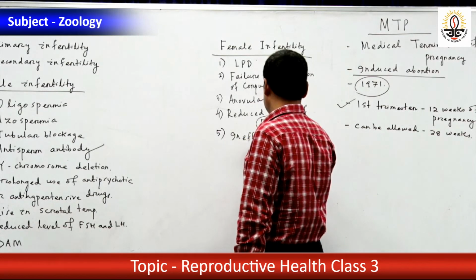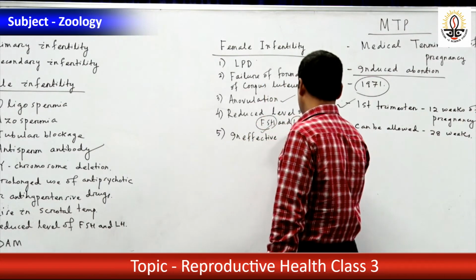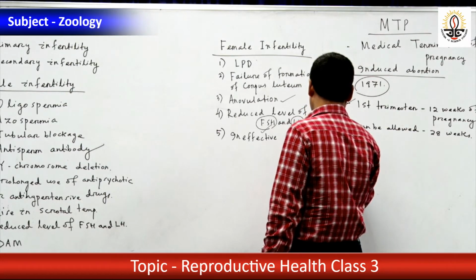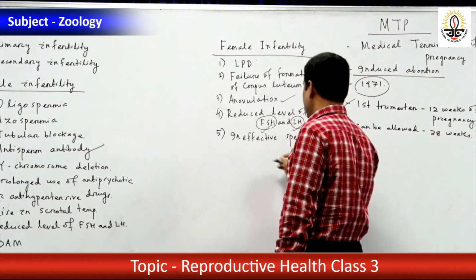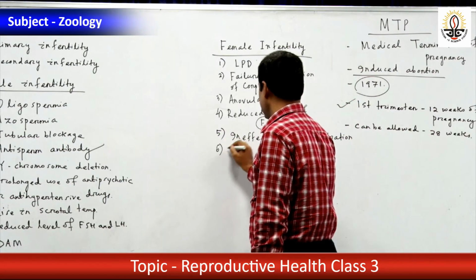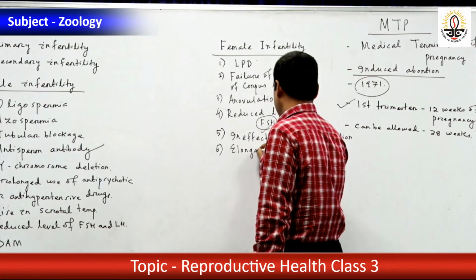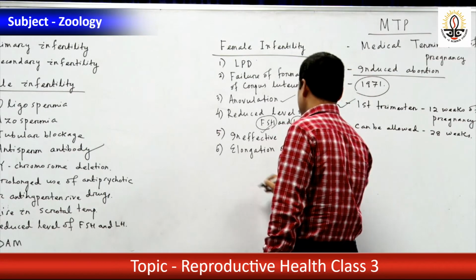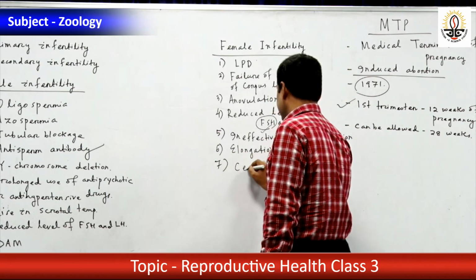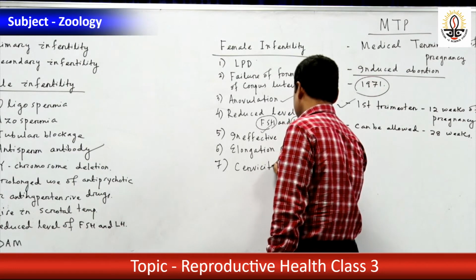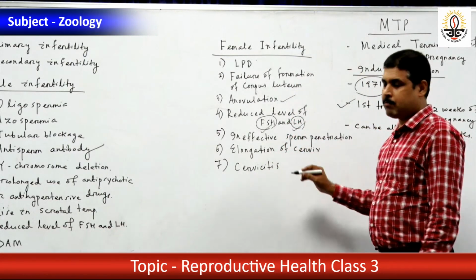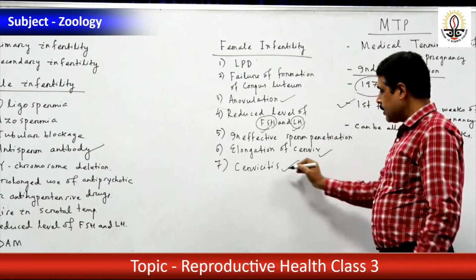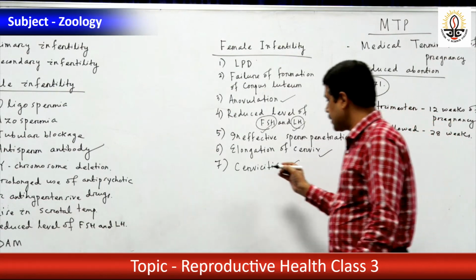Another one is ineffective sperm penetration. Ineffective sperm penetration due to elongation of cervix. Then cervicitis means there will be inflammation of cervix. Elongation of cervix means it lengthens, and if the cervix is inflamed, it is cervicitis.